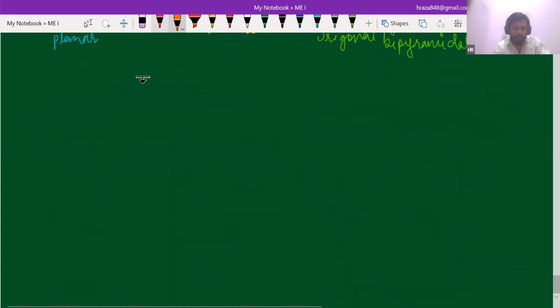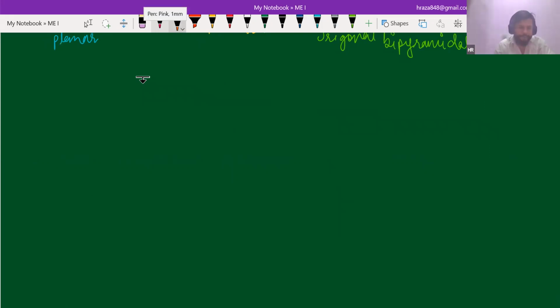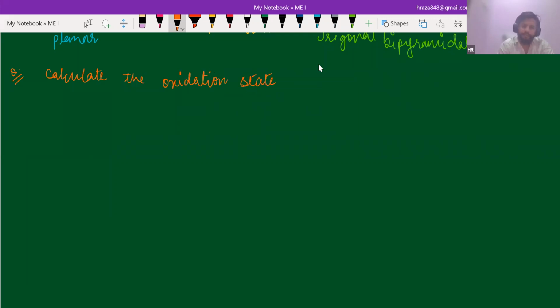So this is your coordination polyhedron. Now we are going to do some questions regarding the oxidation state of the central atom, which is very important. Also, we had completed the ligands, right? All types of ligands. So this is your question. I'm going to give you: calculate the oxidation state of the following central metal atom.